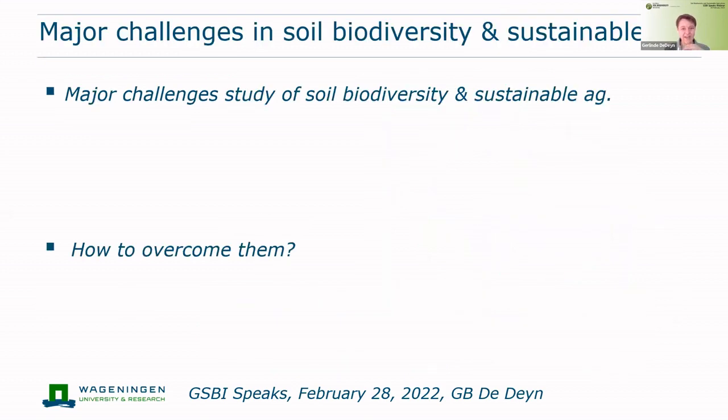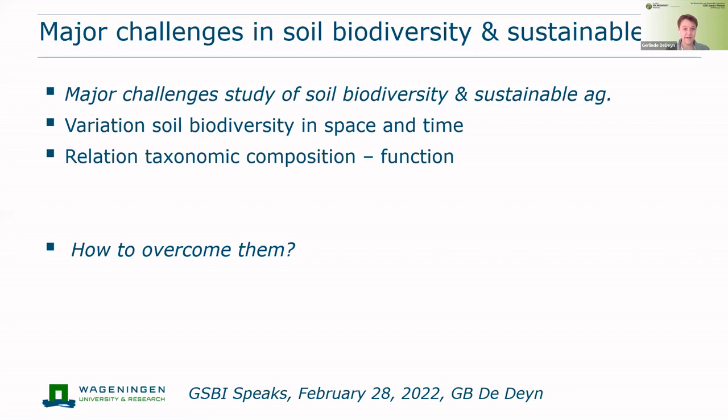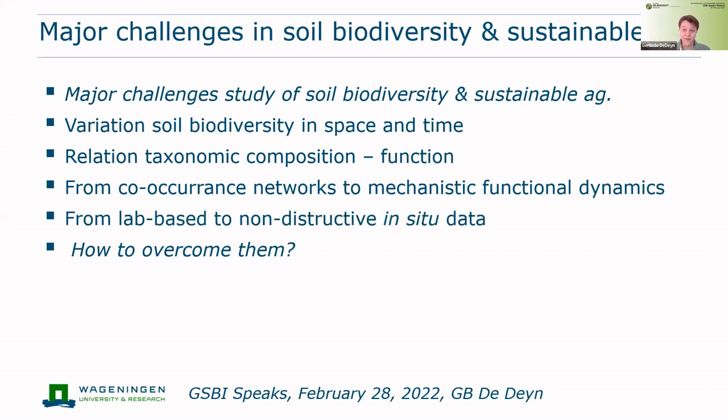Then what are the challenges? I'm just listing a few here because of time. What I think are still pretty big challenges is the variation that we have to deal with in terms of biodiversity in space and time. This connection between the taxonomy and the functioning, and ideally going more mechanistically and in situ. We know a lot of things in the lab, but these dynamics are happening in the fields. And to give advice to farmers, they have to manage their fields, right?